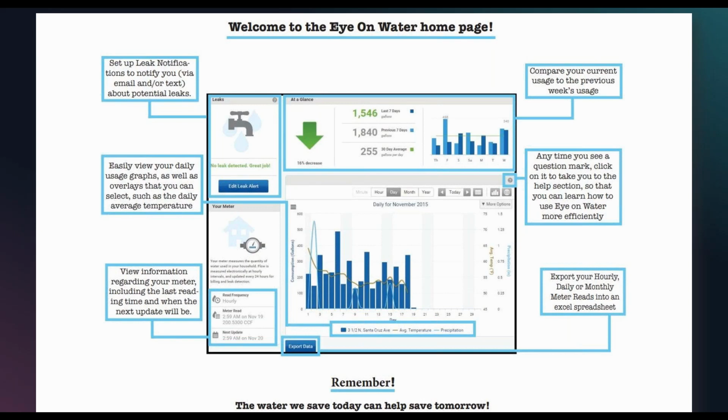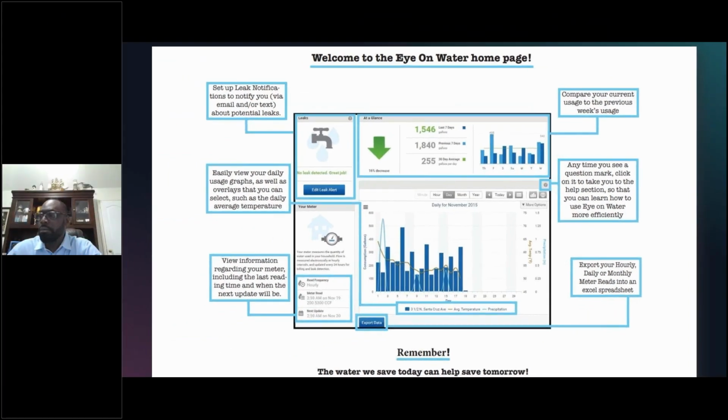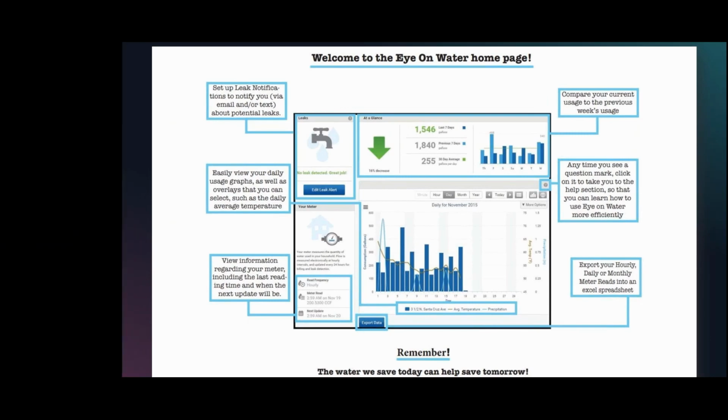So what you're seeing right now is your Eye on Water homepage. Everybody's will look the same. So you'll notice in your top left-hand corner, that is where your leak alerts will show. It's actually a really cool feature, which I'll go over with how to set those up momentarily. If you have a leak, it will show you for sure you have a leak. You'll also get a water drop that shows that there is a leak.